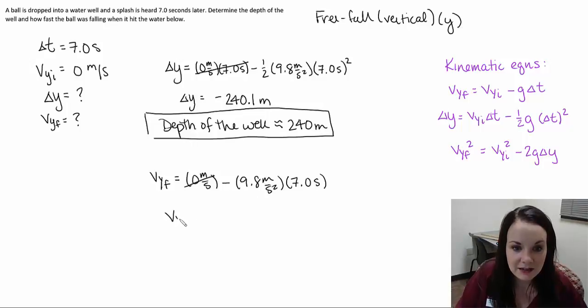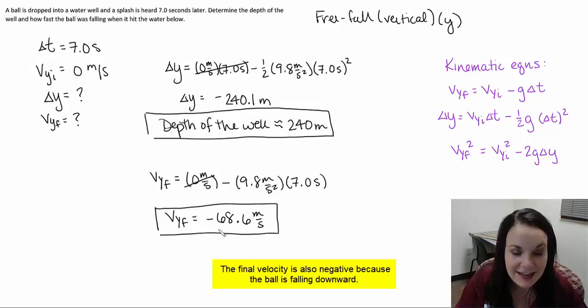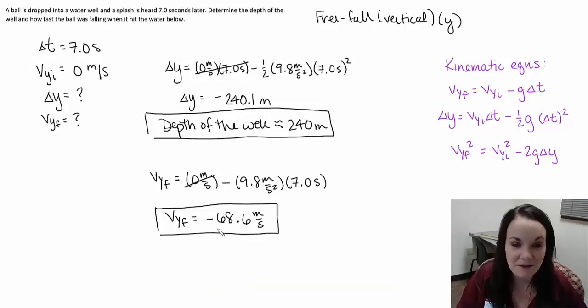And when I plug this in to my calculator, I end up getting negative 68.6 meters per second. And this also makes sense that it's negative because it's falling. Downward motion in the vertical implies negative. So if it's falling, we expect the velocity to be negative.